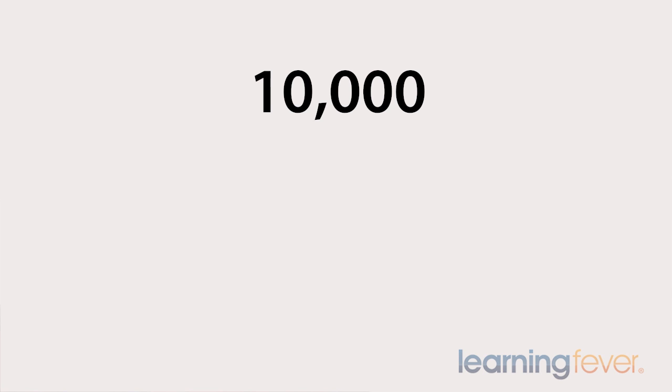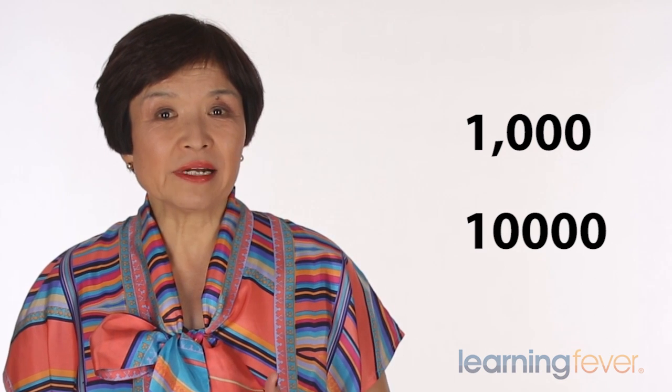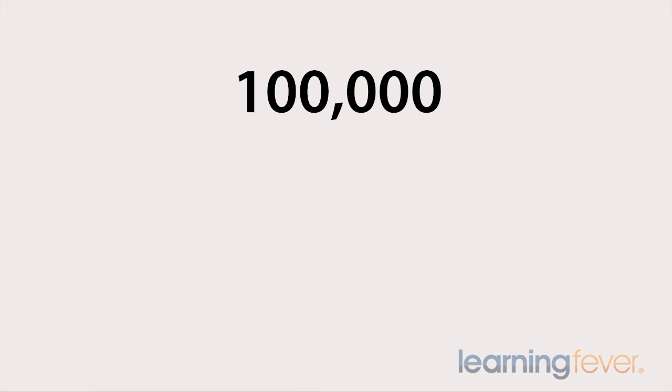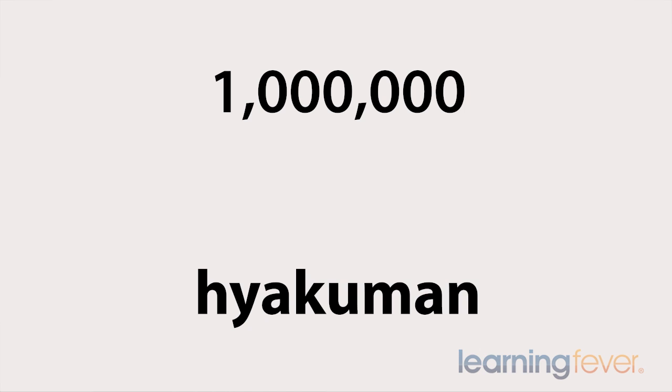10,000 is ichiman. Unlike the system used around the world of putting 3 zeros and a comma, in Japanese writing, the comma comes after 4 zeros. For example, 10,000 is written like this, and 100,000 is written like this. The word for 100,000 is juuman. 1 million is 100,000.